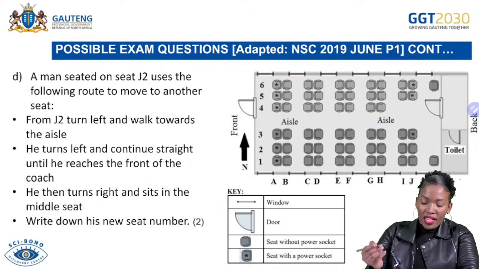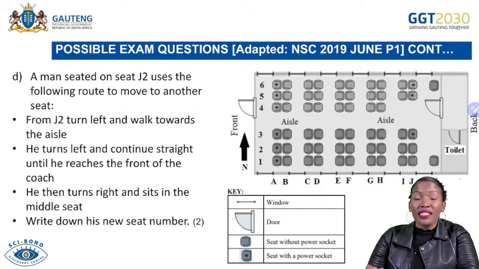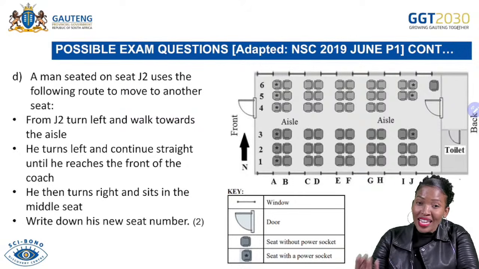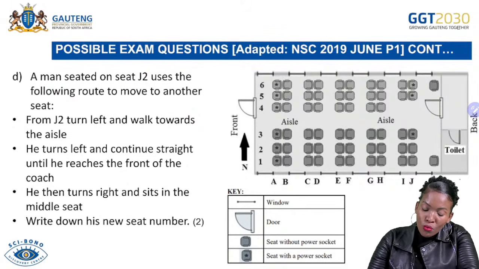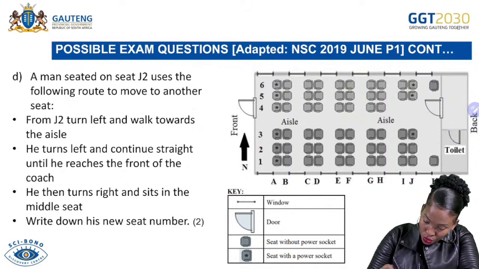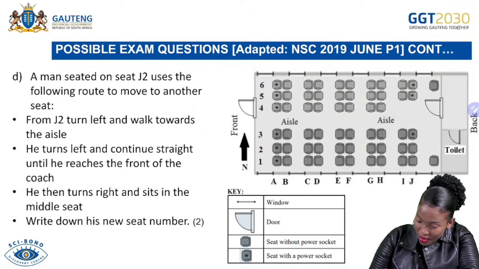Now, here is another instruction. Remember, I said if you are given an instruction, it's always advisable to use your highlighter. If you don't have a highlighter, your blue pen will do just as well. A man seated on seat J2 uses the following route to move to another seat. So let's locate our J2 first. This is 1, this is 2, this is A, this is J. So where is J2? This man is sitting here.